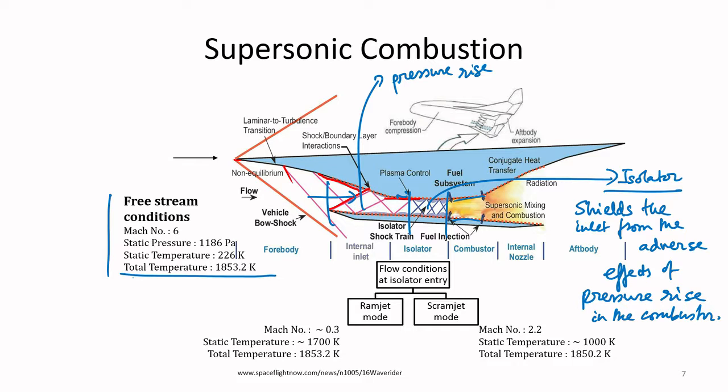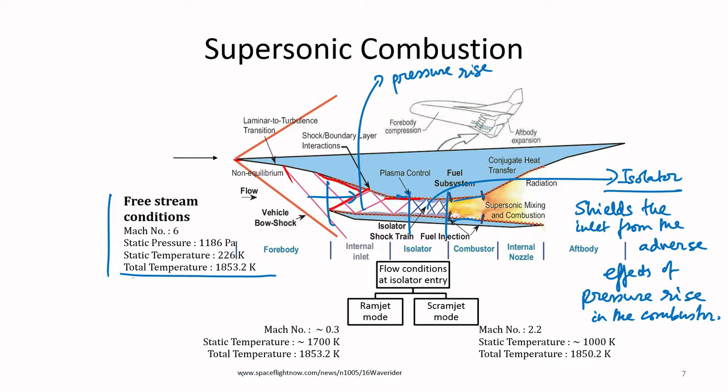So the static pressure it can encounter is about 1.2 kilopascal, and the static temperature can be about 226 Kelvin. Of course, it is reduced because of the high altitude. And the total temperature is essentially T static plus V square by 2 Cp. So this total temperature is about 1853 Kelvin. Now these are approximate numbers which come out for a typical scramjet engine.